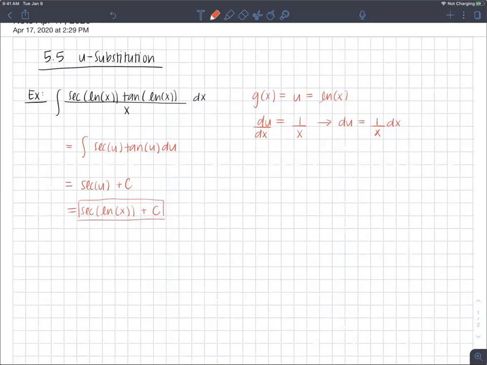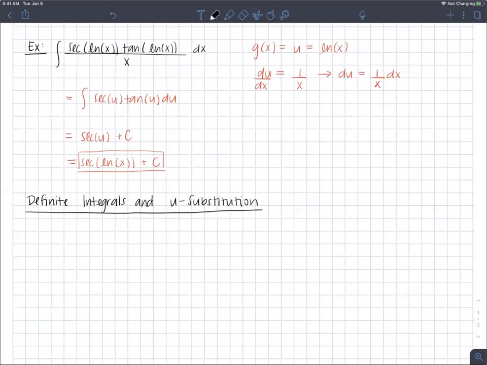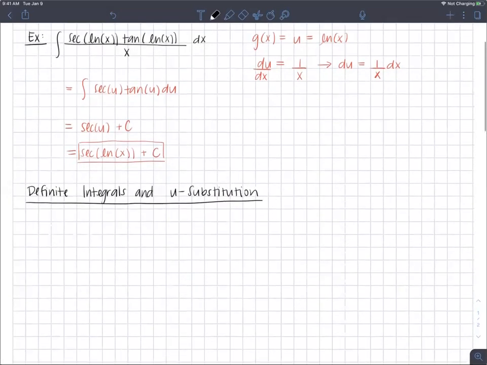Okay, so are there any questions about how to do this with indefinite integrals? Because now we're going to talk about definite integrals and the u substitution. Okay, so then let's look at an example.